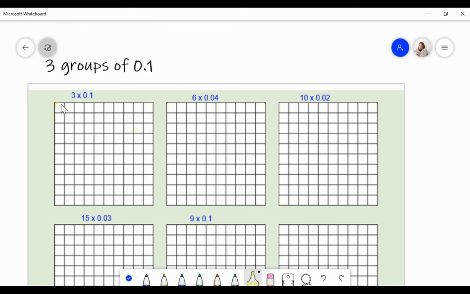I'm going to highlight this yellow. So I'm going to color in the first 1/10. Right there, that is only one group of 1/10. Then I'm going to color in the next 1/10, and that is now 2 groups of 1/10, or 2 times 1/10. I'm going to color in the third 10th, and now I have 3 groups of 1/10. And so solving this problem will then be equal to 3/10. Very good.